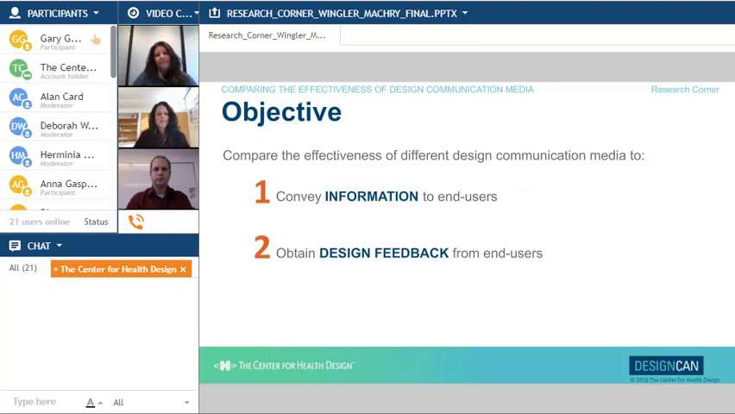So as we began looking at this, we had two somewhat simple objectives. First, we wanted to compare the effectiveness of these different design communication media in conveying information to clinical end users, but then also to understand the type and amount of design feedback that can be garnered from these different design communication media from clinical end users.